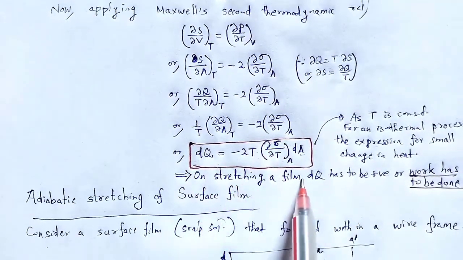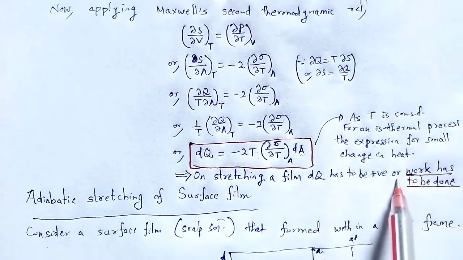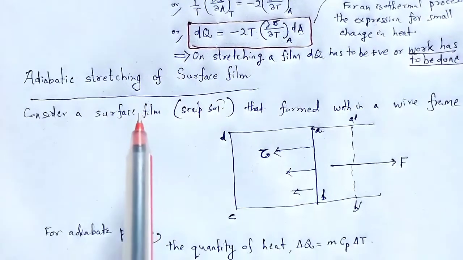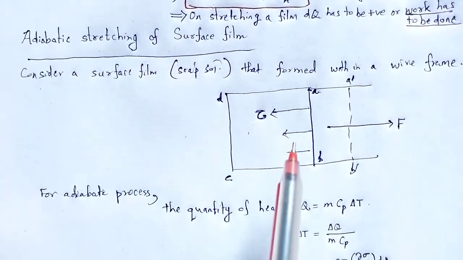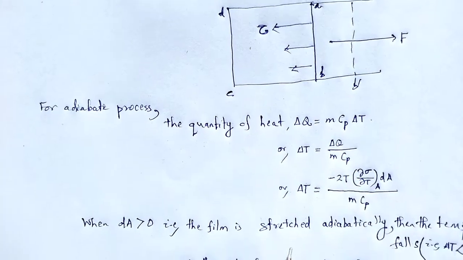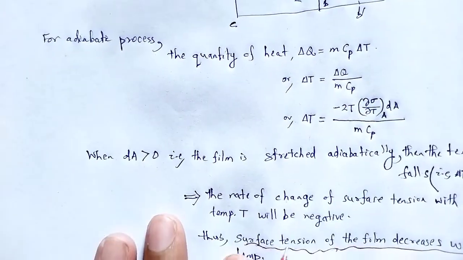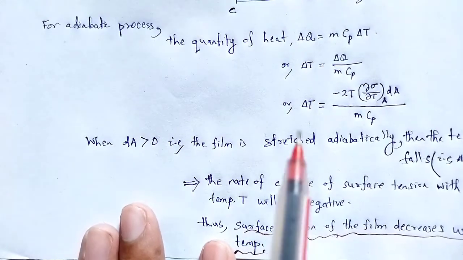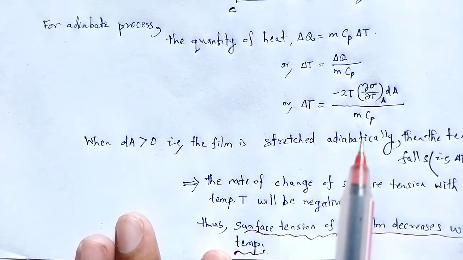So, we observe that on stretching a film dq is positive, that means work has to be done here. In case of adiabatic stretching of surface tension, what happened? We get how temperature is related to surface tension, and finally we observe the surface tension of the film decreases with temperature from adiabatic stretching of surface film.